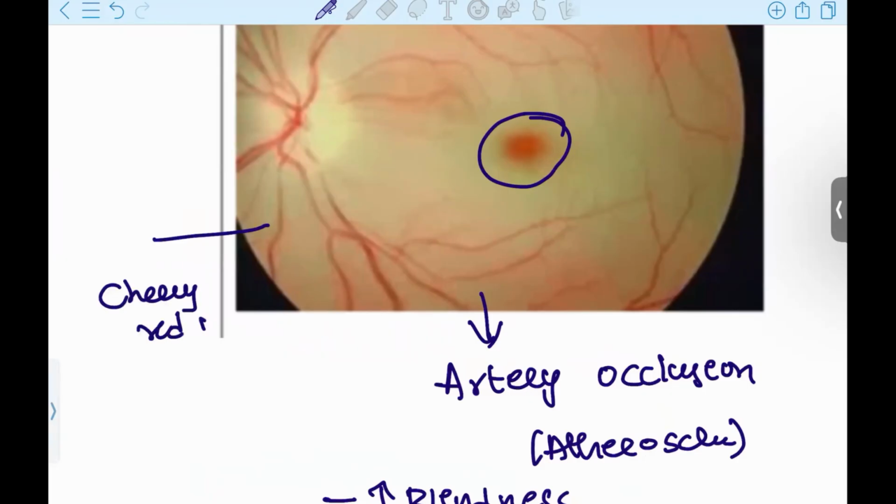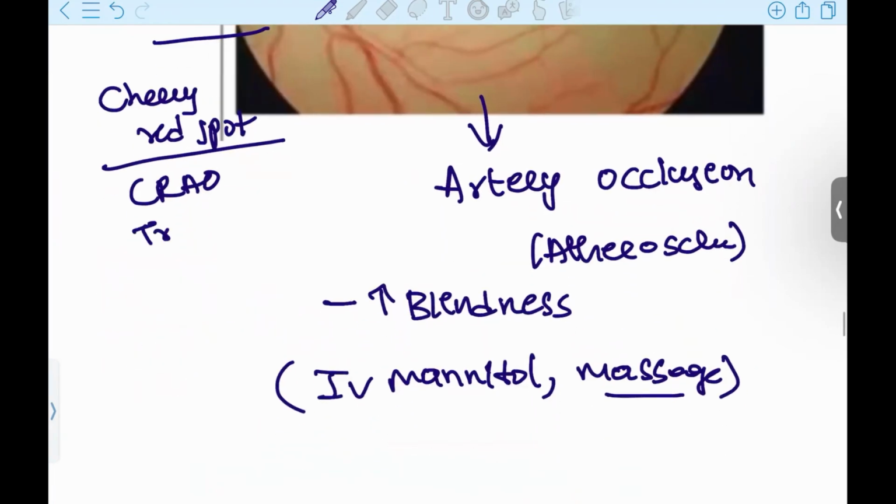Cherry red spot is seen in which conditions? One is central retinal artery occlusion, another is trauma, and another is Tay-Sachs disease. These three can be asked in the examination. There are many other diseases also, but at least remember these three.